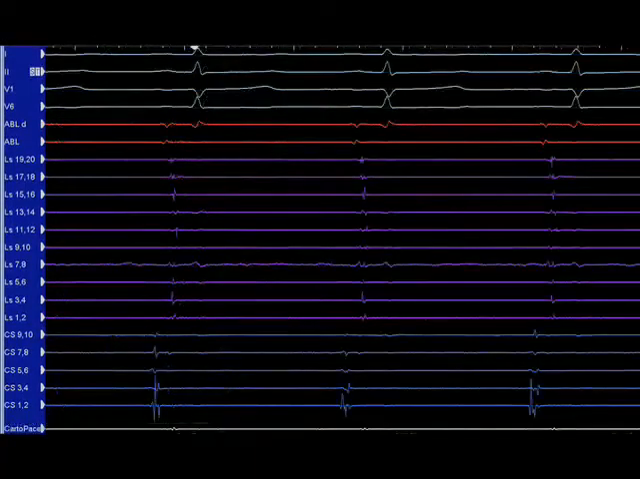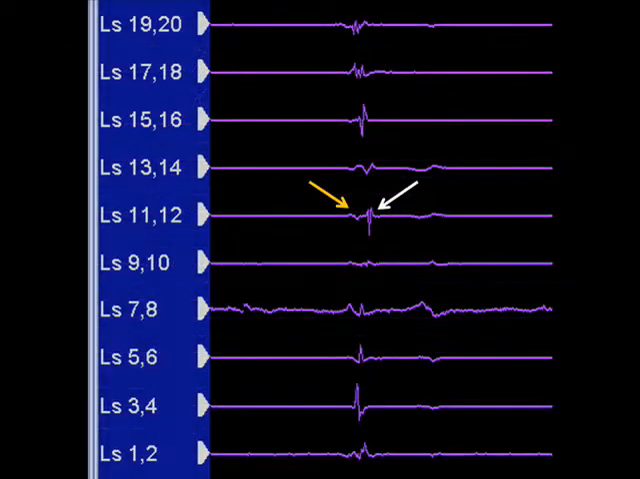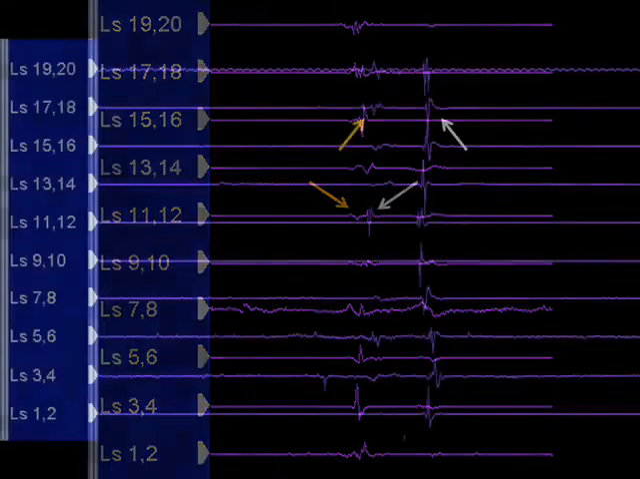The electrograms on the circular catheter, denoted LS, are then examined to look for any residual pulmonary vein potentials in each of the veins. These are high-frequency signals, marked by the white arrow, usually seen after the far-field atrial signal, marked by the yellow arrow. If present, the vein is not isolated and further ablation lesions are needed.